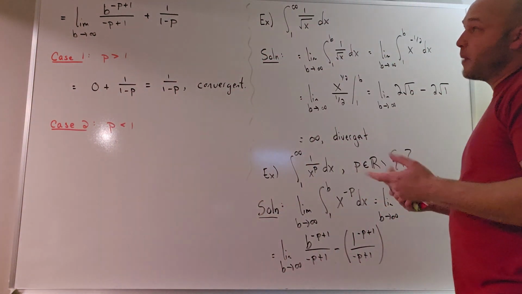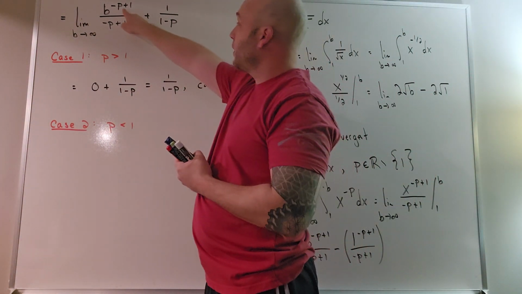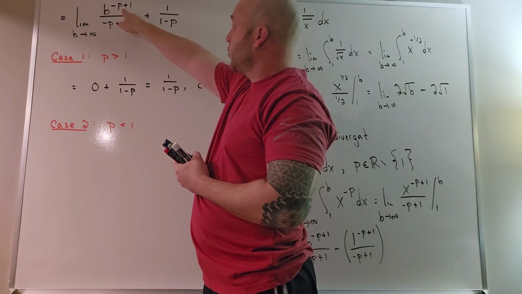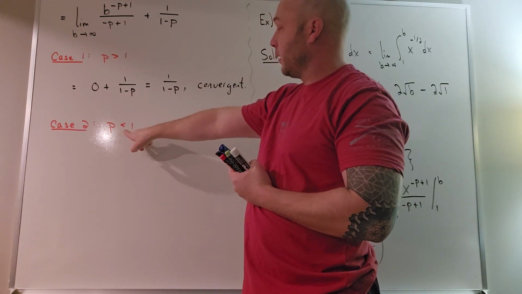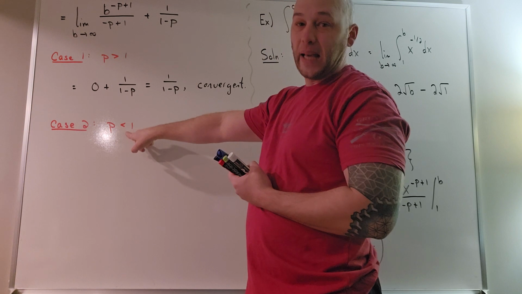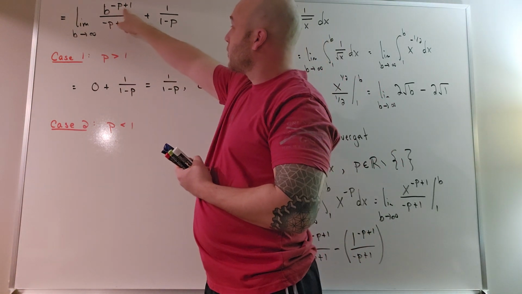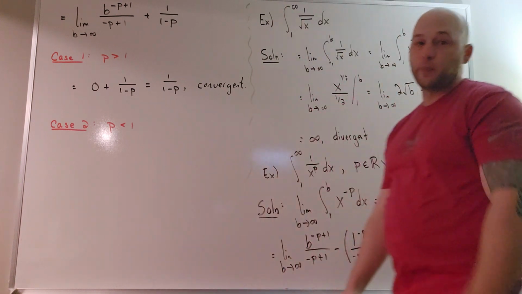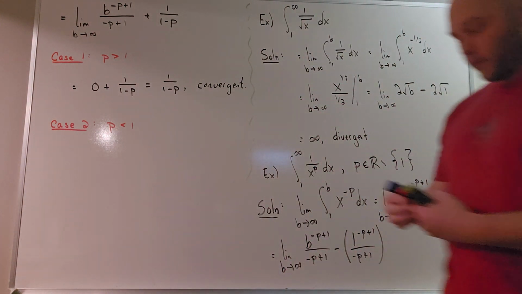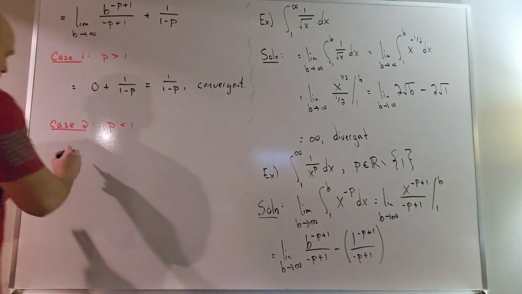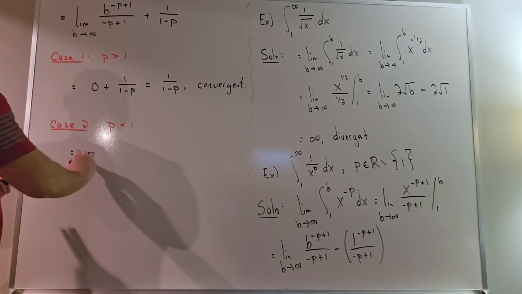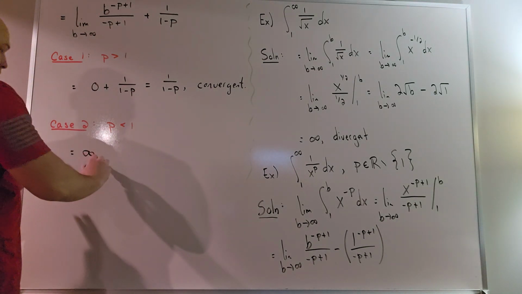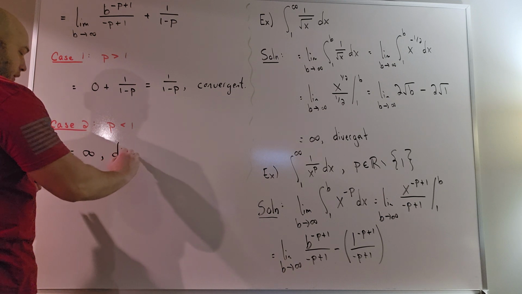And of course, that's going to happen anytime this exponent here is positive, which occurs when p is less than 1. In particular, if p is 0.9, negative 0.9 plus 1 would be 0.1. b to the 0.1 would go to infinity as b goes to infinity. Therefore, for case 2, you would have the limit equal to positive infinity, and therefore you would have a divergent integral.